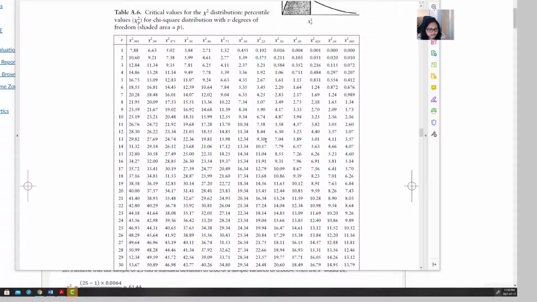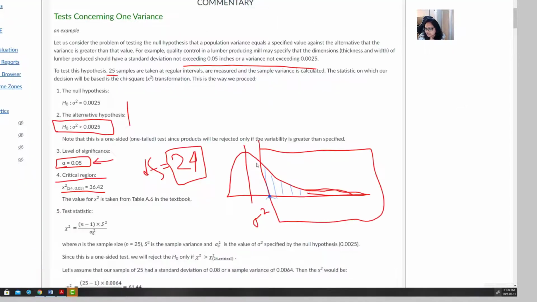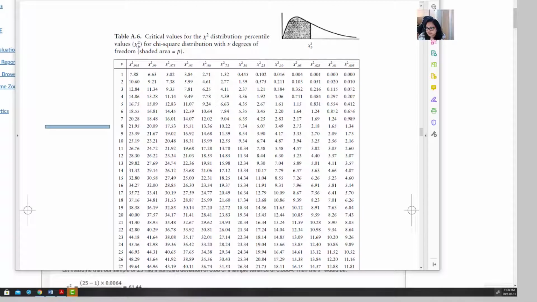So here is the chi-square distribution, and then the critical values we have. But you can see that in the chi-square table, the shaded area is below, just like the t distribution. Okay, so what we need, let me draw here. We need the upper region, right? But in the table, you can see that it's only giving you the lower region.